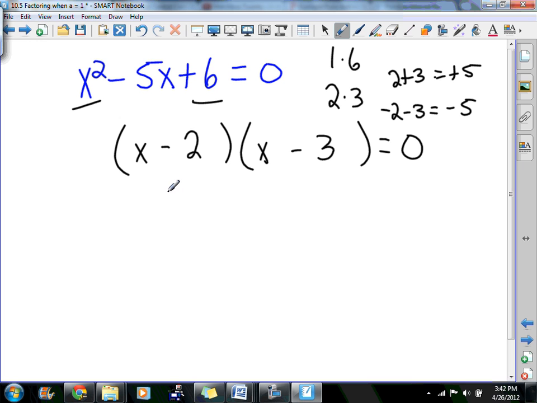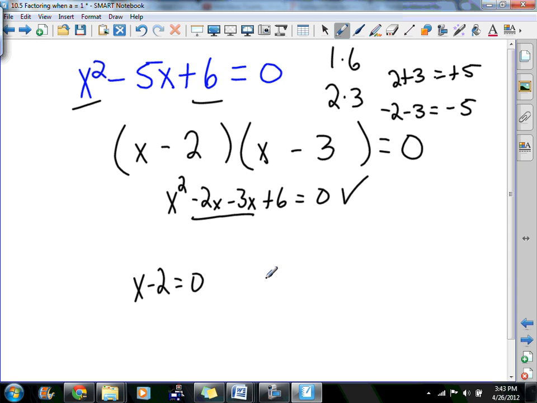I check my work. I get x squared minus 2x minus 3x plus 6 is equal to 0. I combine the middle terms. That's what I started with, so that checks out. So now I solve. I go x minus 2 equals 0, and I go x minus 3 equals 0.